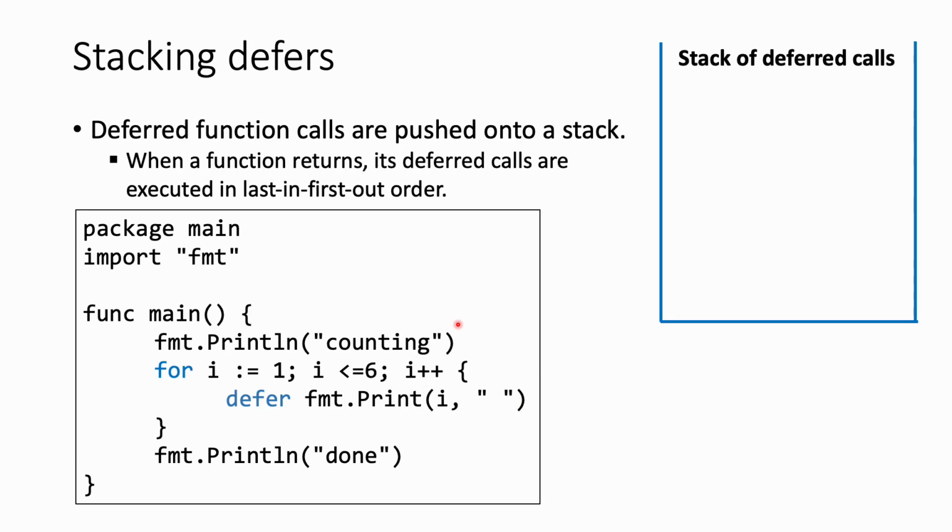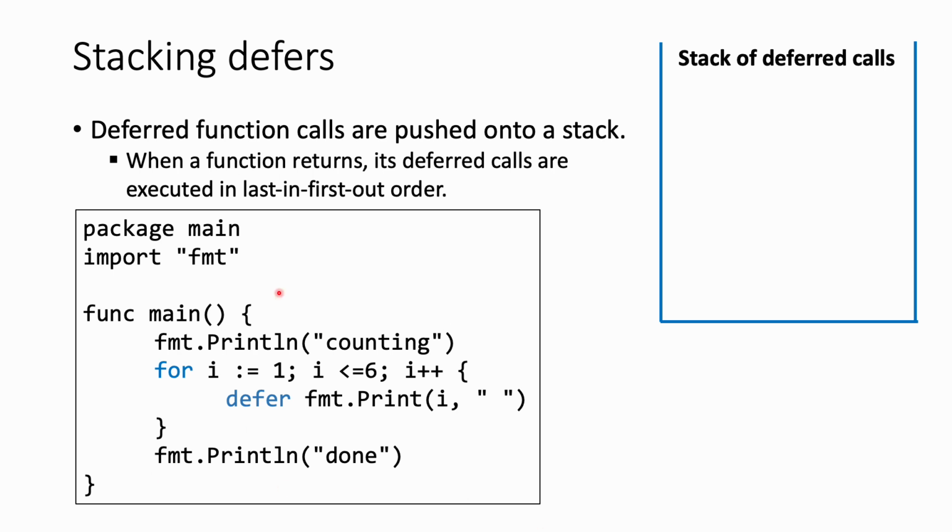Note that any number of function calls may be deferred, and they are executed in the reverse of the order in which they were deferred. Because deferred function calls are pushed onto a stack, and when a function returns, its deferred calls are executed in last in, first out order.